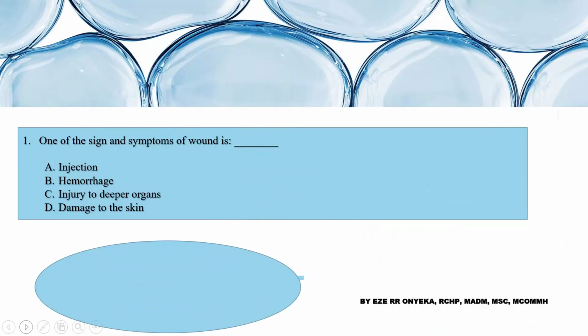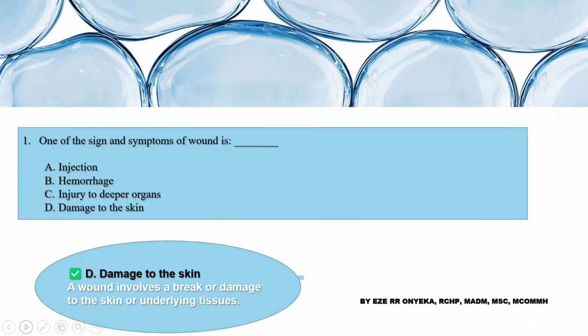One of the signs and symptoms of wound is A, infection, B, hemorrhage, C, injury to deeper organs, D, damage to the skin. The correct answer is D, damage to the skin. A wound involves a break or damage to the skin or underlying tissues.